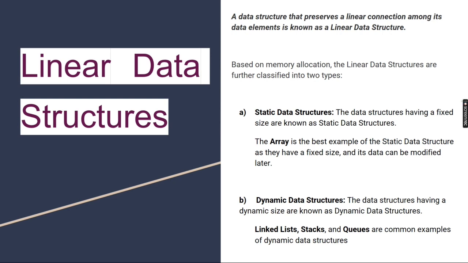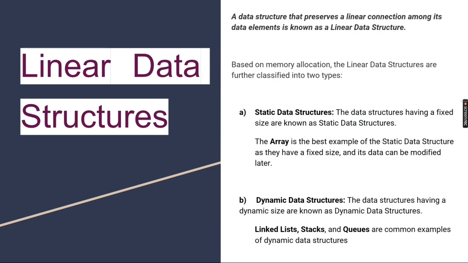However, it is not necessarily true in the case of memory, as the arrangement may not be sequential. Based on the memory allocation, the linear data structures are further classified into two types: static data structures and dynamic data structures. So what is a static data structure?